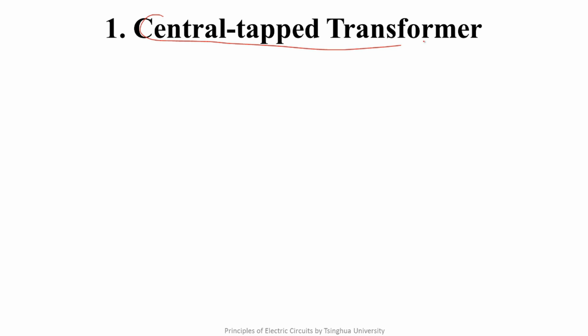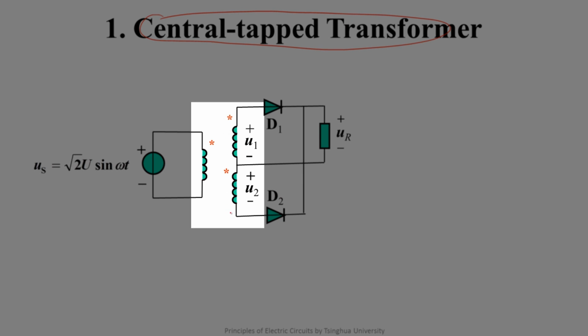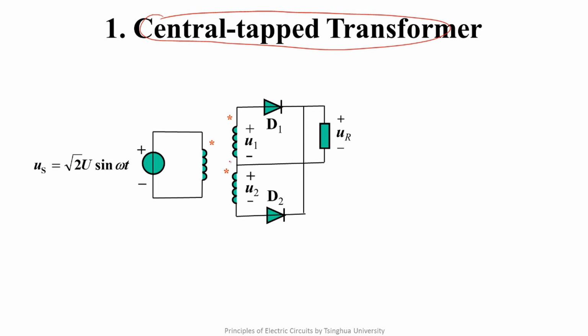First, the central tapped transformer is applied in the field of energy processing. You see, the circuit on the right side is a transformer with a central tap. About the transformer, we will introduce in detail in lecture 81. Here, we can understand it as three coils with mutual inductance to each other. We marked the dot convention between them. We assume that this is coil 1, this is coil 2, and this is coil 3.